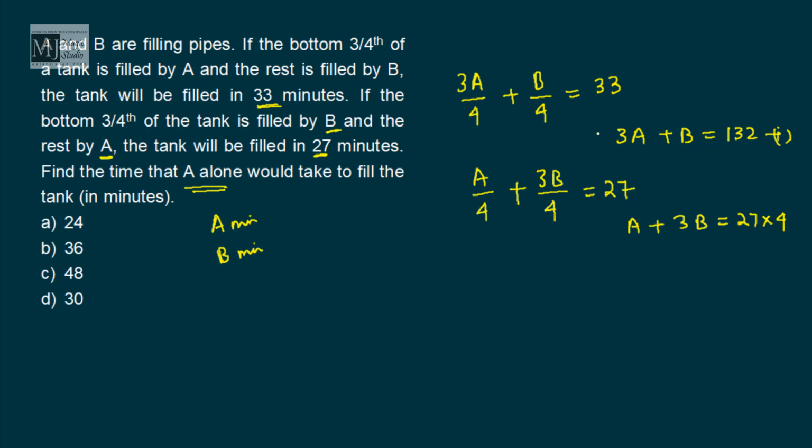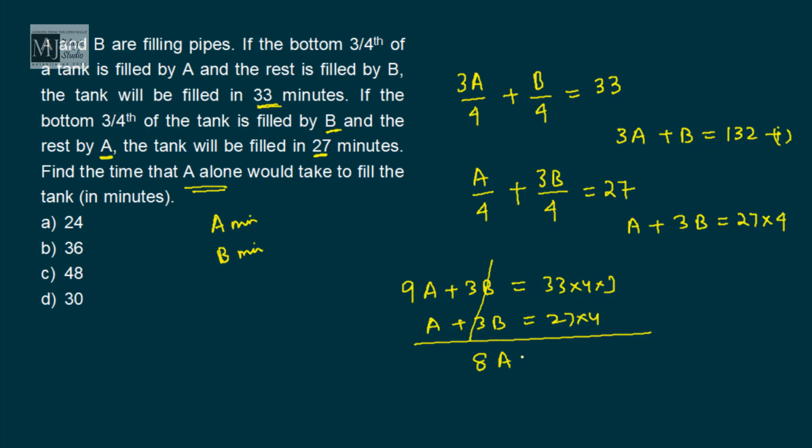So let me multiply this by 3 so that we can cancel out 3B. So 9A plus 3B is 33 into 4 into 3, and A plus 3B is 27 into 4. When we subtract, 8A equals, 4 is common, 99 minus 27 is 72. 72 into 4, it gets cancelled 9 times. A equals 36 minutes. A will require 36 minutes if you want A to fill up this tank alone. Option B fits in.